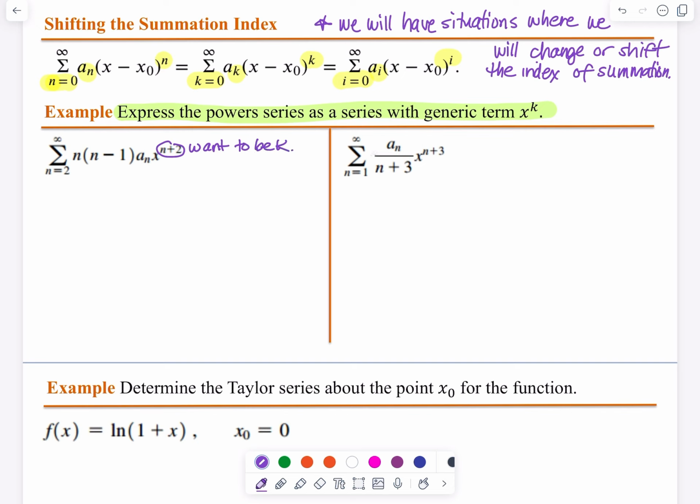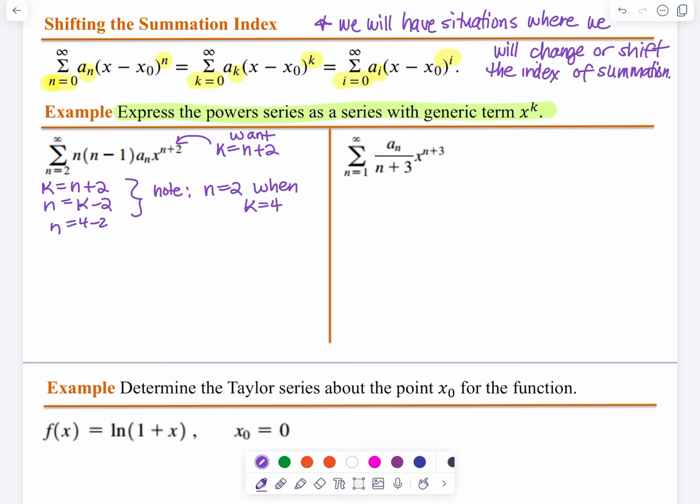So we want k to be equal to n plus 2. Okay, so if we want k to be equal to n plus 2, that means n is going to be k minus 2. And we do need to make note that when n is equal to 2, k is equal to 4. You can see that right there, okay? And that's going to help us.